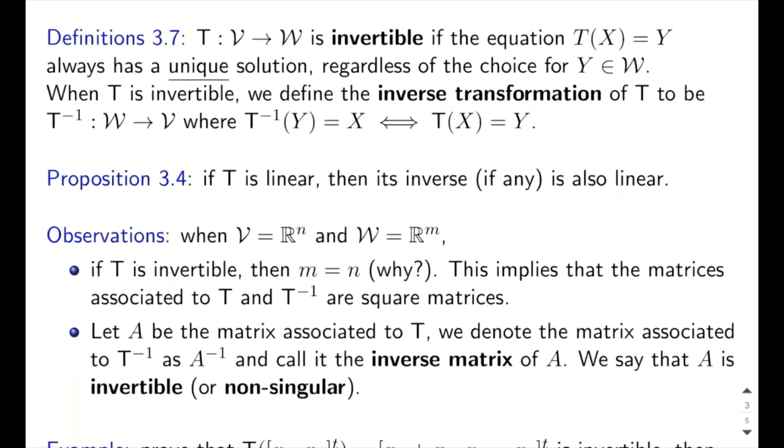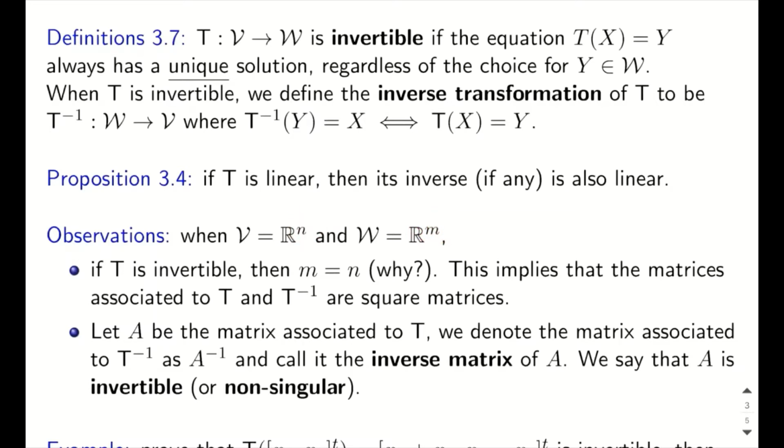Now, we observe that when V is a finite dimensional space, say Rn, and W is a finite dimensional space, Rm, if T is invertible, then m and n are the same. Surprising, right? Because being invertible means that for every x on the left, you have one and only one y on the right, and for every y on the right, you have one and only one x associated to it. So somehow the number of vectors on the left and on the right are the same. Then it makes sense to make the intuitive guess that the dimensions are the same. This is not very rigorous, but it makes sense. And if the dimensions are the same, m and n are the same.